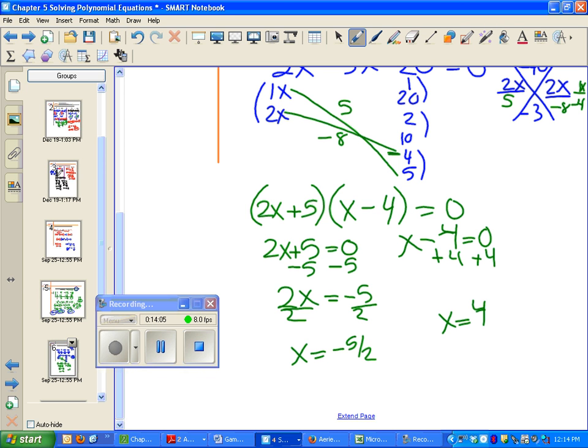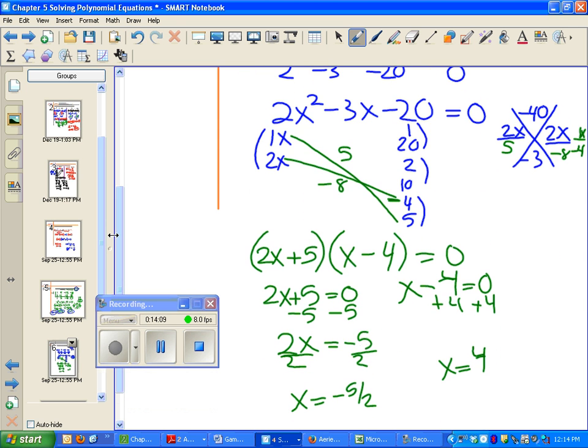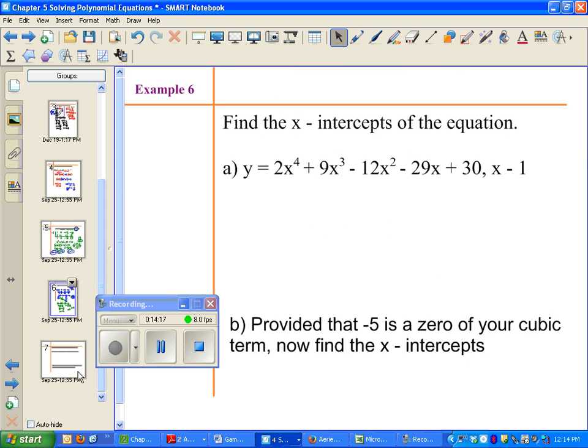So my x-intercepts are 4, negative 5 halves, and the original one of x equals negative 5. So I would graph all those x-intercepts. And the next one, write it down. We want to find the x-intercept of this equation.